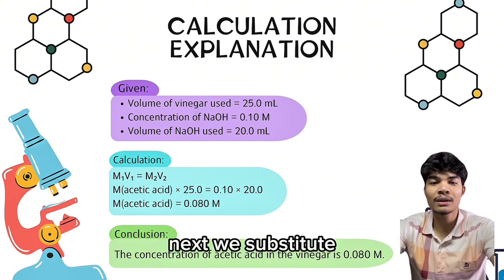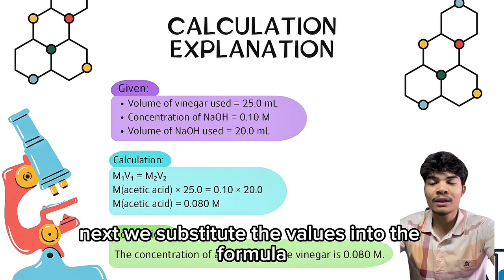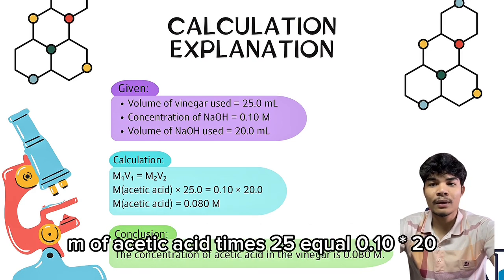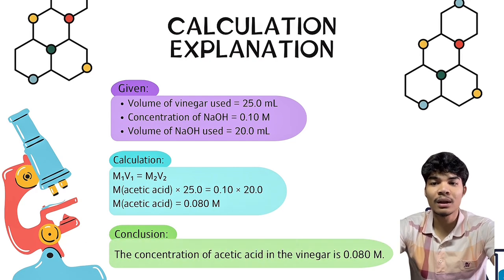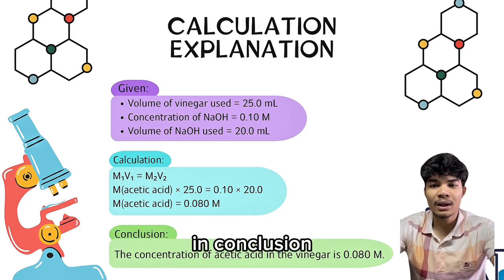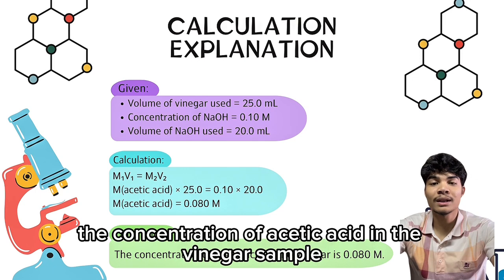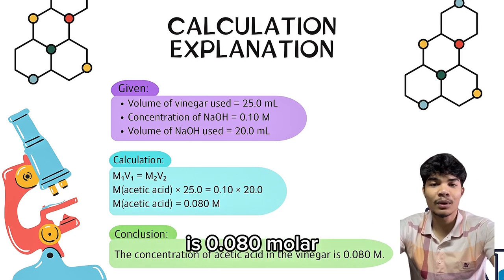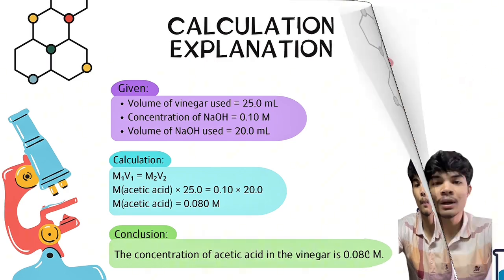Next, we substitute the values into the formula. M of acetic acid times 25 equals 0.10 times 20. After calculating, the concentration of acetic acid is 0.080 molar. In conclusion, the concentration of acetic acid in the vinegar sample is 0.080 molar.